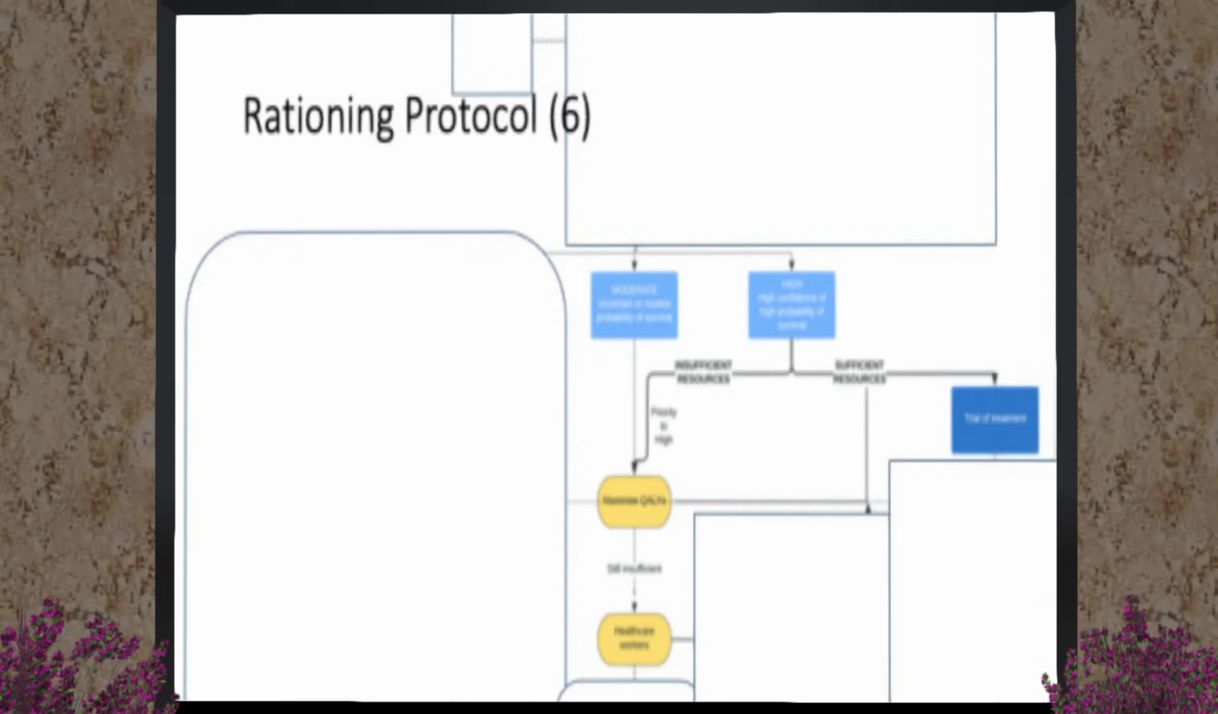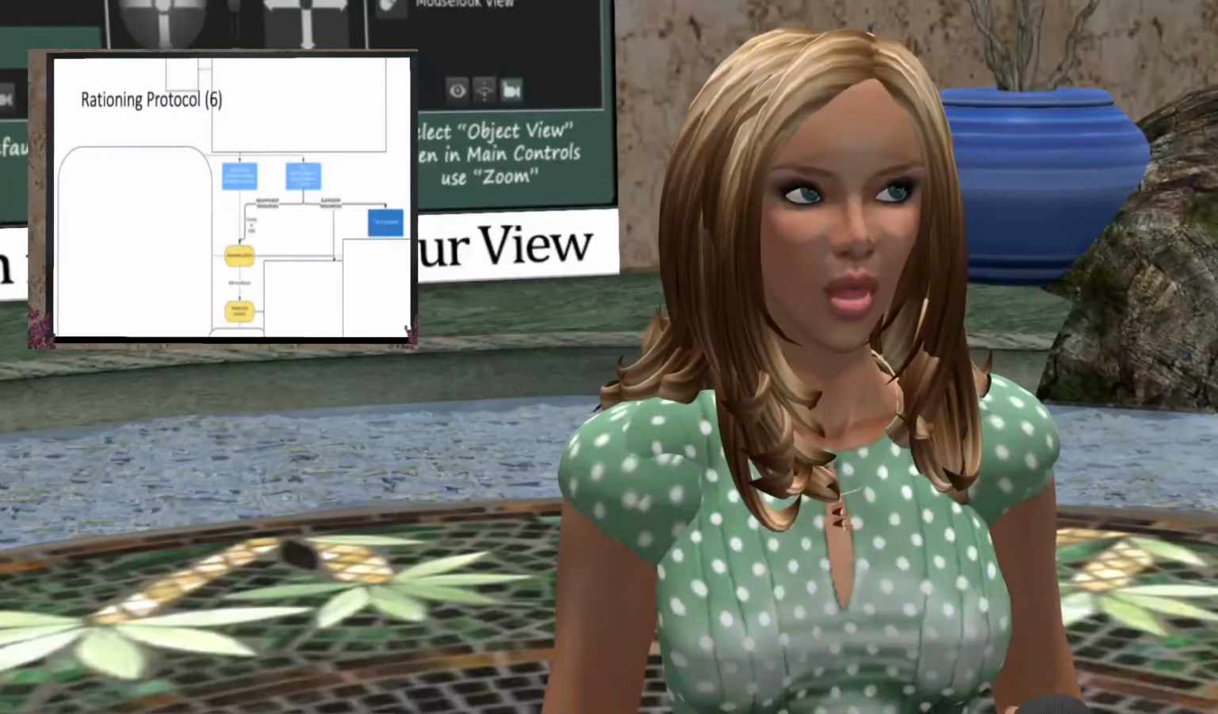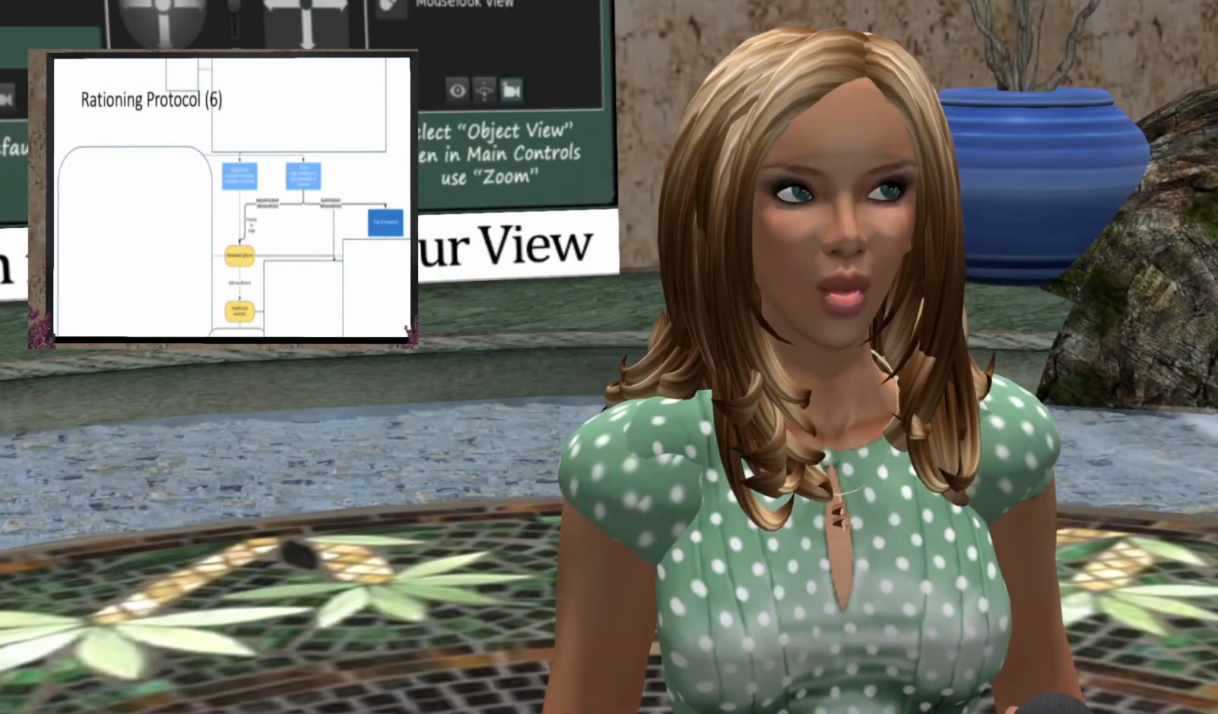In the moderate group, which now has actually been enlarged to include people out of the high group for whom there were insufficient resources to treat, so that group just got bigger, we now prioritize healthcare workers the highest. That's rule of thumb number 5, social benefit. We talked about that when we talked about Adrian being one of our doctors.